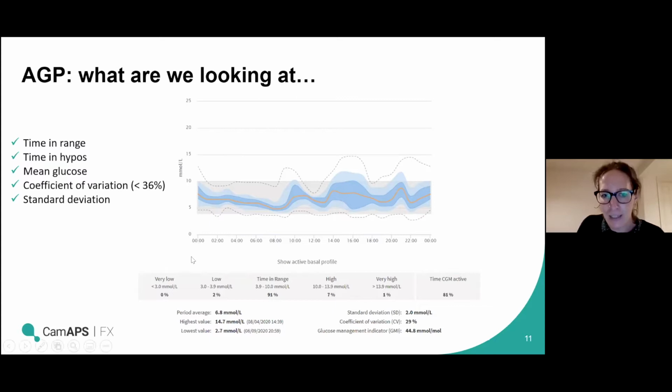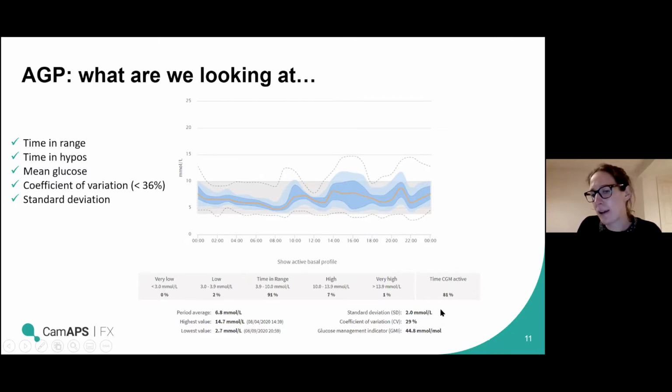So you can see here you get a summary at the bottom as well, and you can see for this individual, I mean, this is really incredible. They're spending 91% of their time in the target glucose range, and this isn't coming with a high burden of hypoglycaemia. So their time in hypo is 2% with 0% in clinically important hypoglycaemia, so that's less than 3.0 millimoles per litre. So their mean glucose is 6.8 millimoles per litre, and you can see the extremes here. I tend not to focus too much on that.